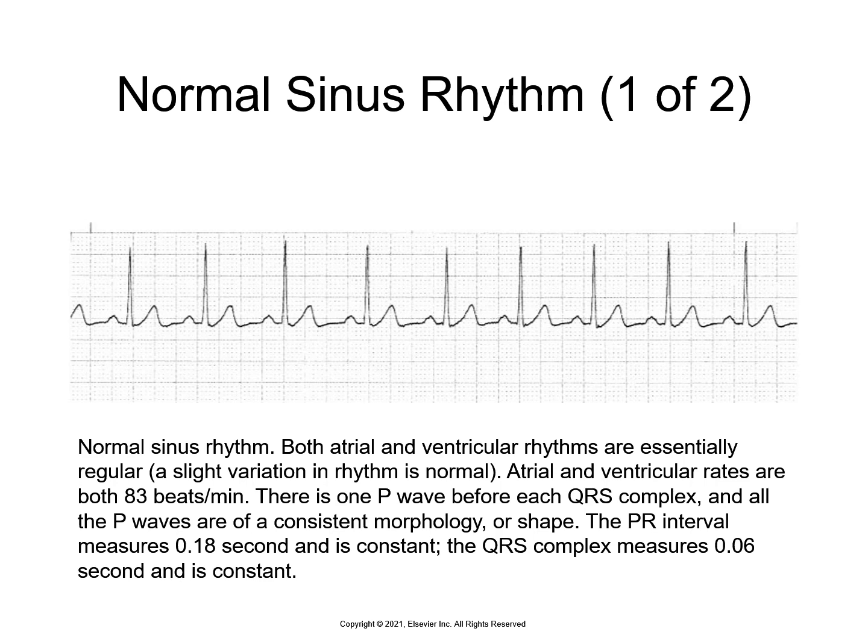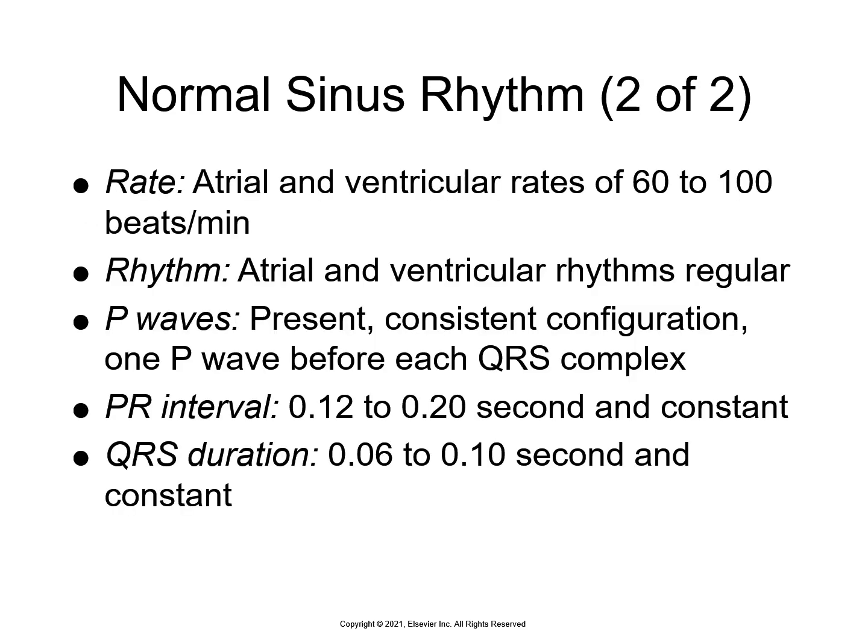The QRS complex measures 0.06 and is constant. That's important. You gotta know the normal before you can figure out the abnormals. Okay? This is a normal. So what makes it normal? Because it's between 60 and 100 beats per minute. They are regular beats. The atrial, the P wave, and the QRS are regular.